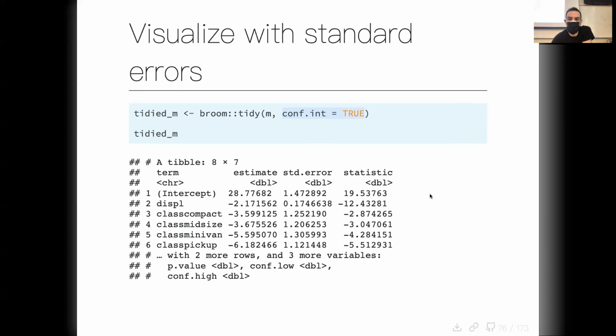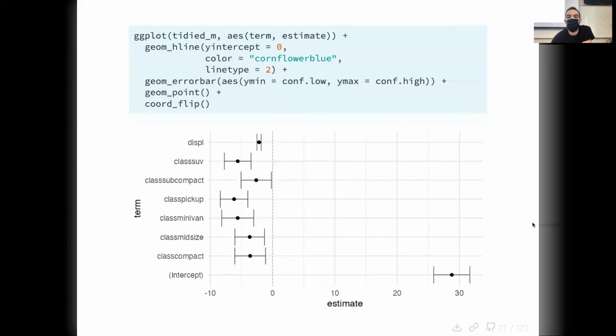And I don't really care about any of that stuff. What I really care about is the conf.low column and the conf.high column, okay? Because we can use those when we're visualizing our uncertainty of these estimates, okay? So this is very standard.